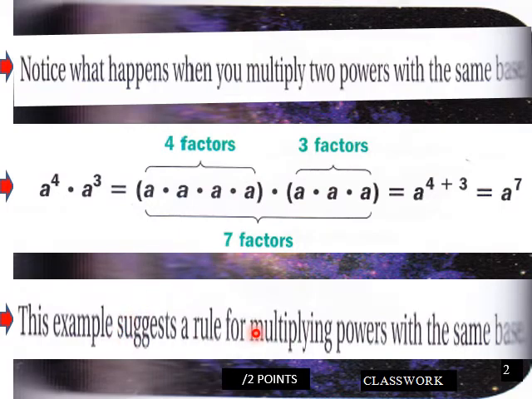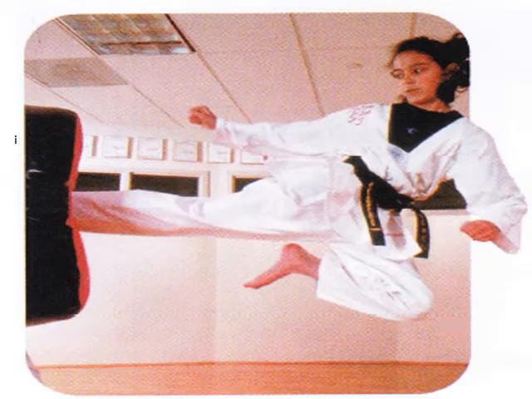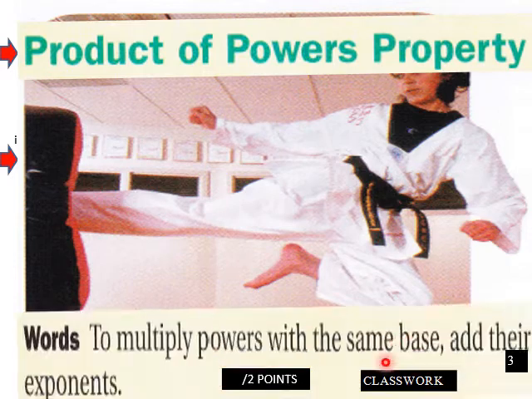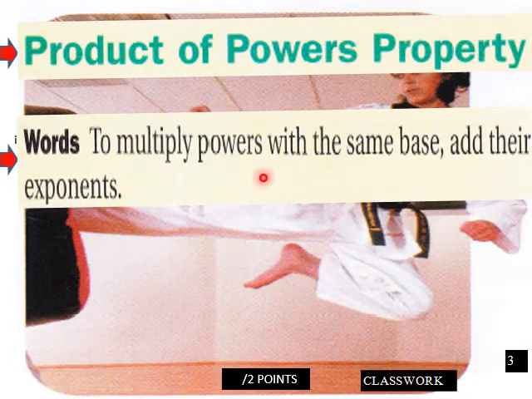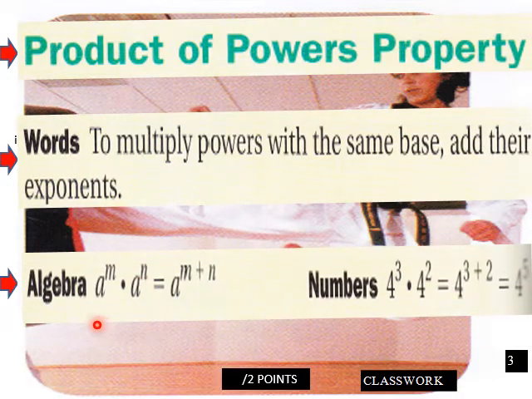This example suggests a rule for multiplying powers with the same base. So classwork page 3. Multiply powers with the same base, add their exponents. So a to the m times a to the nth will be a to the m plus n. Then here's an example with numbers. 4 cubed times 4 squared will be 4 to the 5th. We just add exponents.